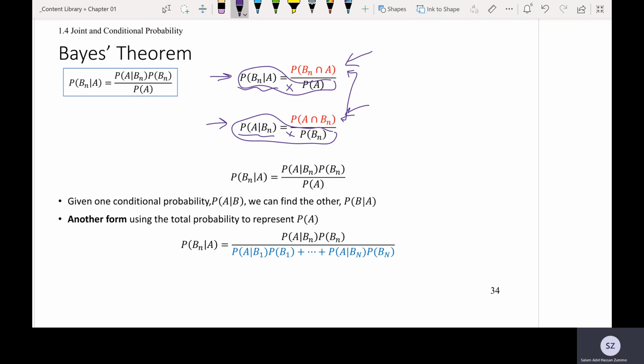So if I am interested in finding the probability of Bn given A, I don't have the probability of Bn intersect A. I'm not interested in it, and I don't have it as information. However, I have another piece of information: I have the probability of A given Bn, and I have the probability of Bn. Then I can solve this using this. This is what we call Bayes rule. As simple as that.